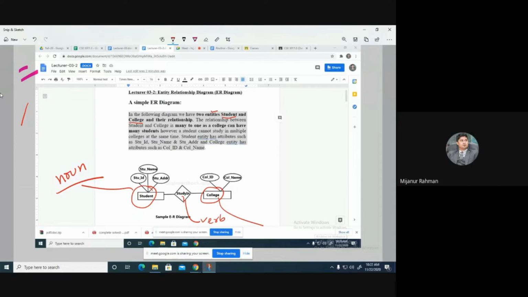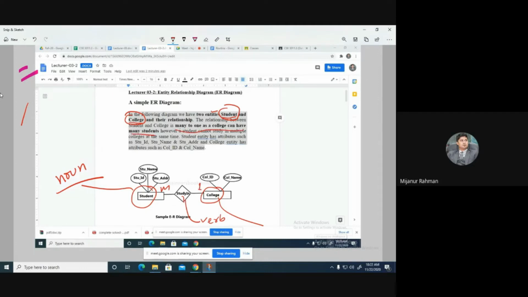তাহলে আমি দেখতেছি যে স্টুডেন্ট, ওকে, এন্টিটি, কারণ এটা একটা নাউন। কলেজ এন্টিটি, নাউন, একটু পর আমাদের লাগবে। And the relationship between student and college is many to one, as a college can have many students. বলেছে যে রিলেশনশিপটা হবে many to one, কেন? কারণ অনেক স্টুডেন্ট একটা কলেজে পড়ে, রাইট? অনেক স্টুডেন্ট একটা কলেজে পড়ে, এই জন্য বলছে যে many to.